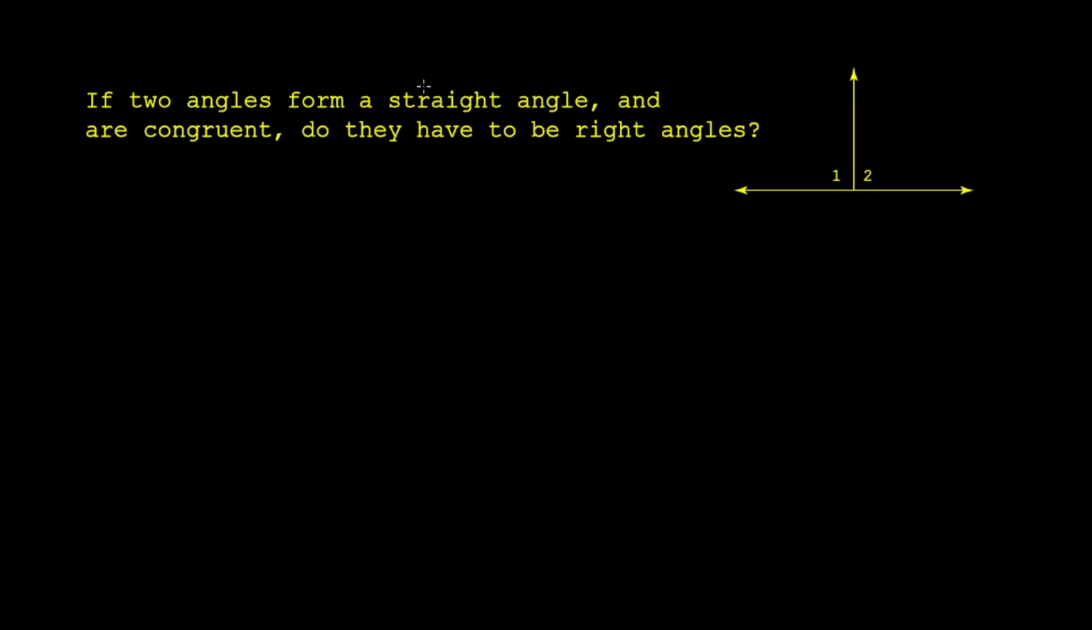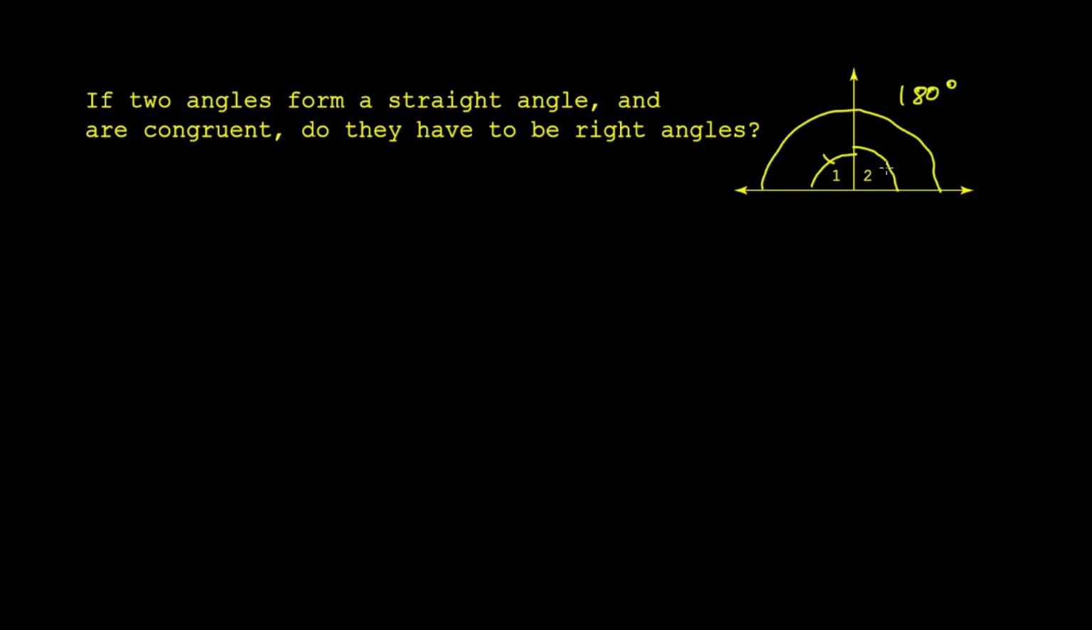If two angles form a straight angle and are congruent, do they have to be right angles? This is actually a theorem that you will need later on in a geometry course. So if these two angles form a straight angle, that is a total of 180 degrees, and are congruent. So let's show that on the diagram.